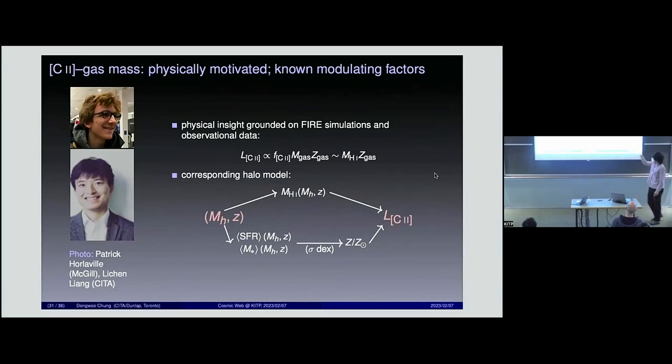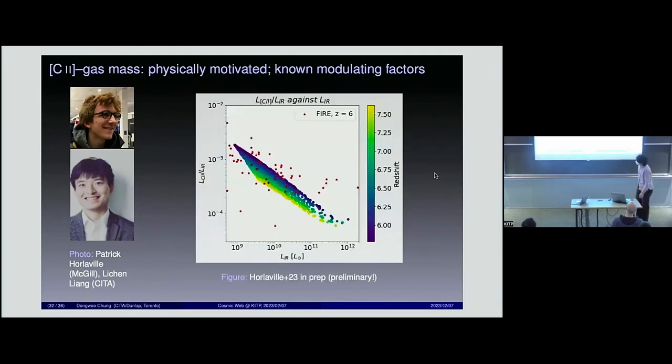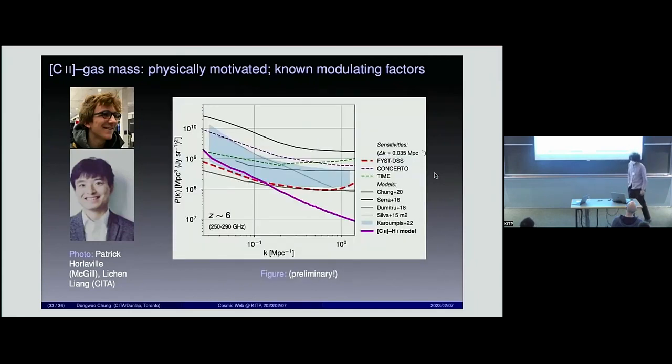And so Li Chen and I and Patrick Orleville, who's an undergraduate who recently finished at McGill, we've been working on putting all these ingredients together into a new model for this kind of C2 line intensity signal. This is still preliminary stages, but if you throw this model at a Peak Patch simulation, for example, we basically recover the same kind of C2 deficit, the evolution of proportionality with IR luminosity that we see in FIRE galaxies.